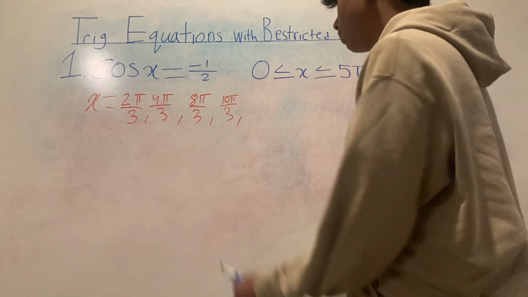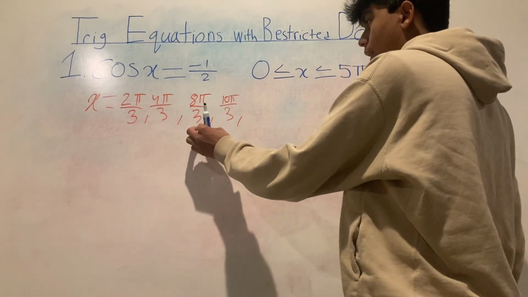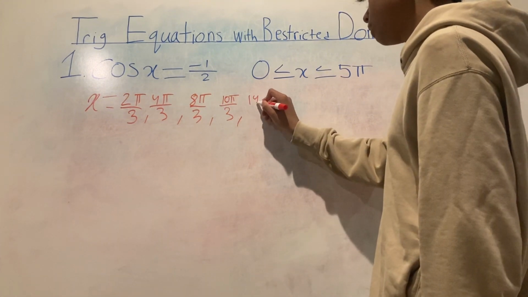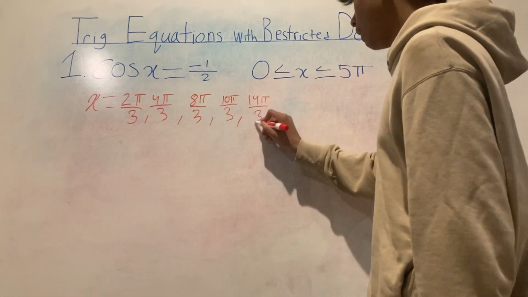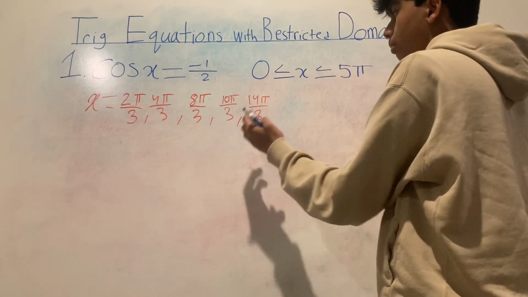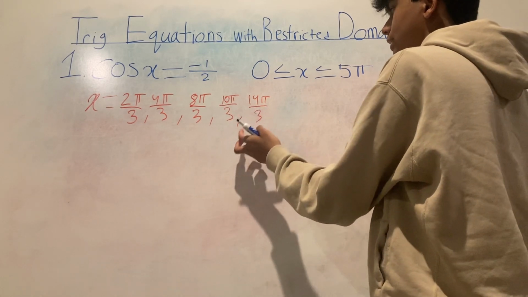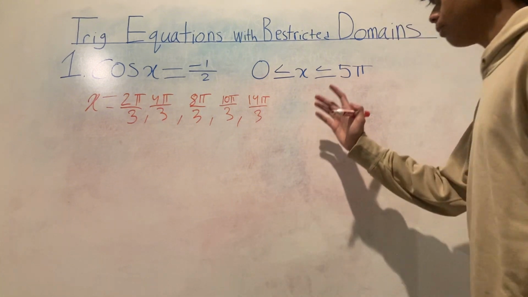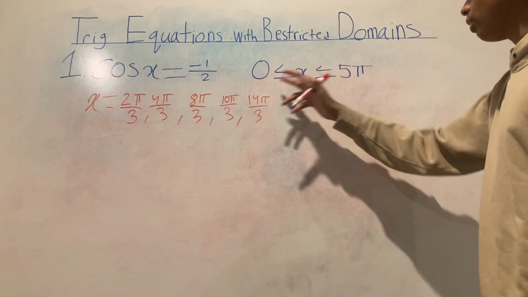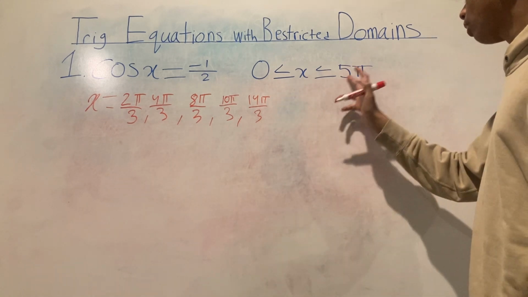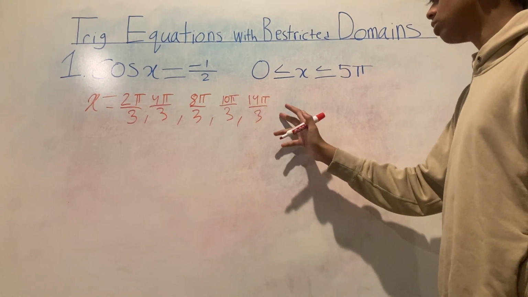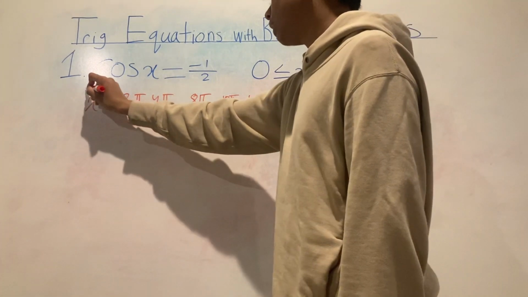And then let's see if we can add 6 pi over 3, or 2 pi, again. So 8 pi over 3 plus 6 pi over 3 is 14 pi over 3. And now, let's see if we can add 2 pi to this. 10 pi over 3 plus 6 pi over 3 is 16 pi over 3. But we can't add that because the domain here is between 0 and 5 pi, and 16 pi over 3 crosses this domain. So that's why 14 pi over 3 is the biggest solution we have. So that's why these are all the answers.